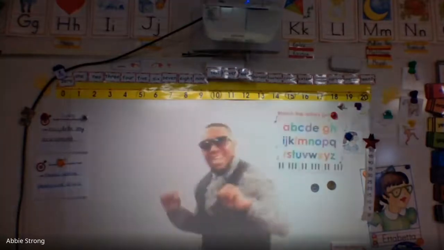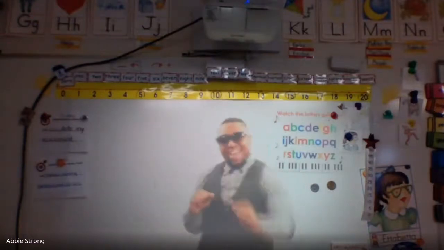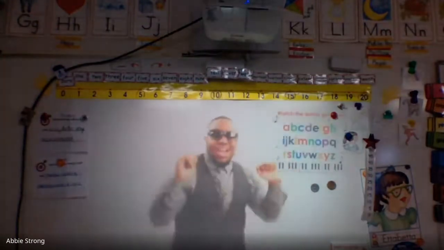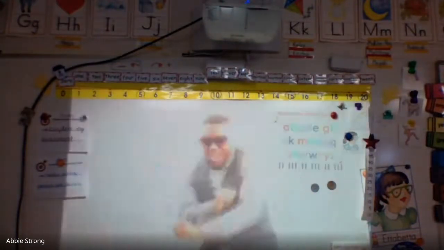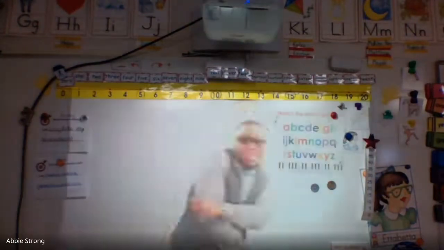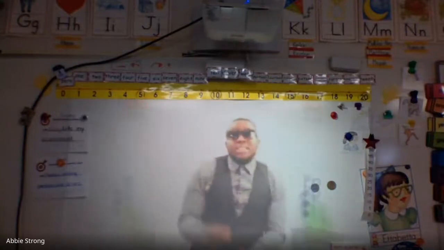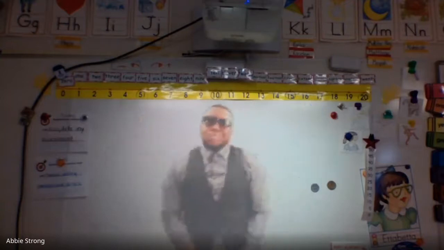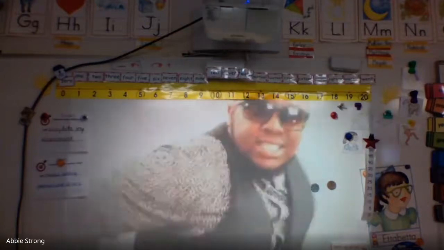While we're making their sounds, watch the M go. Watch the N go. Watch the O go. Watch the P go. Watch the Q go. Watch the R go. Watch the S go. Watch the T go.